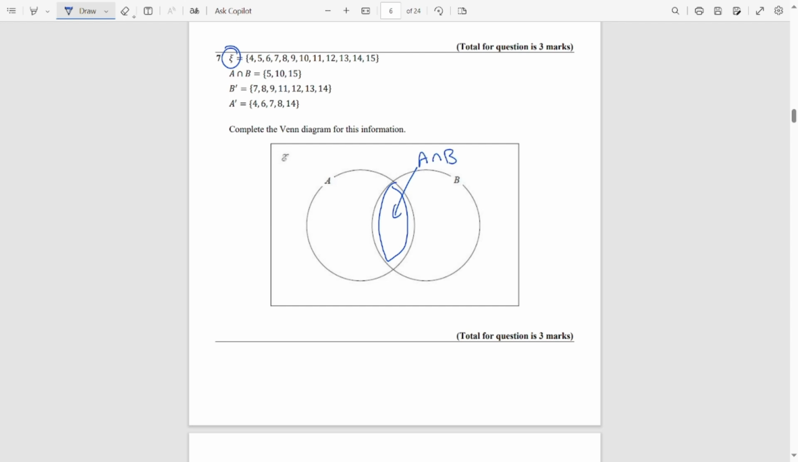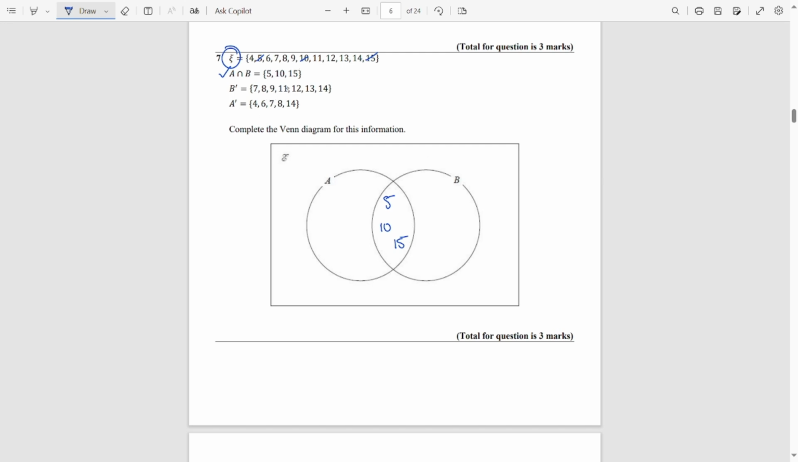So all those numbers can just go straight in the middle, 5, 10, and 15. Okay, now what I would do if I was doing a question like this is I'd probably cross off these numbers from the universal set just to remind myself that I have put them in the Venn diagram. And now we can tick this off and move on to the next piece of information.